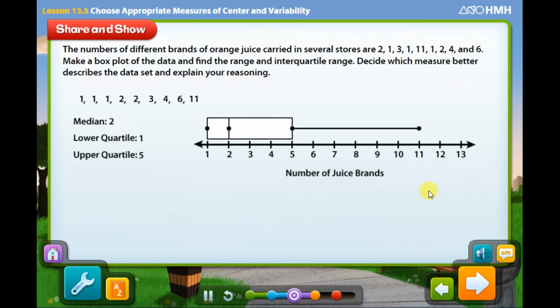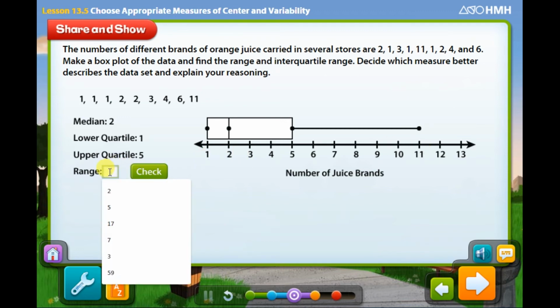Show a box between the lower and upper quartiles with a vertical line at the median, and draw horizontal lines from the quartiles to the least and greatest values to complete the box plot. Using the box plot, what is the range of the data? The range is the difference between the greatest value and the least value. This means 11 minus the least value 1. So 11 minus 1 is 10. Check. Good job! The range is 10.